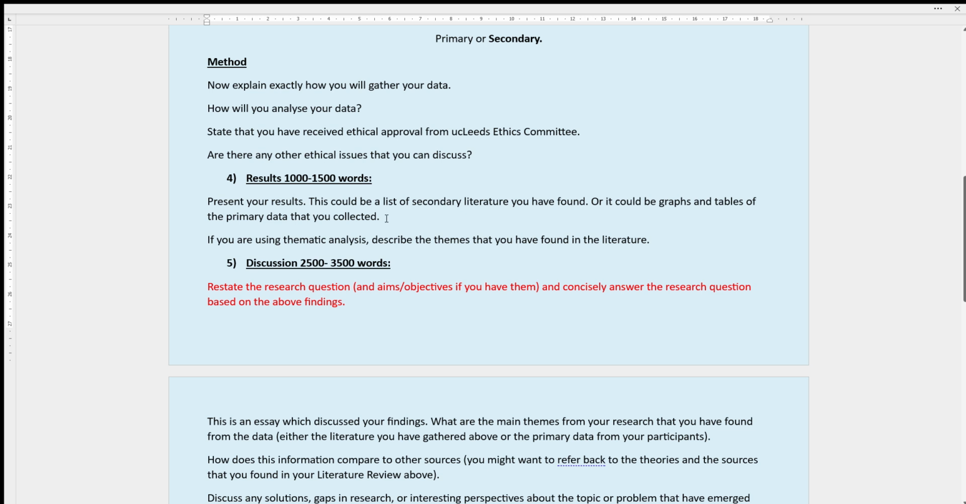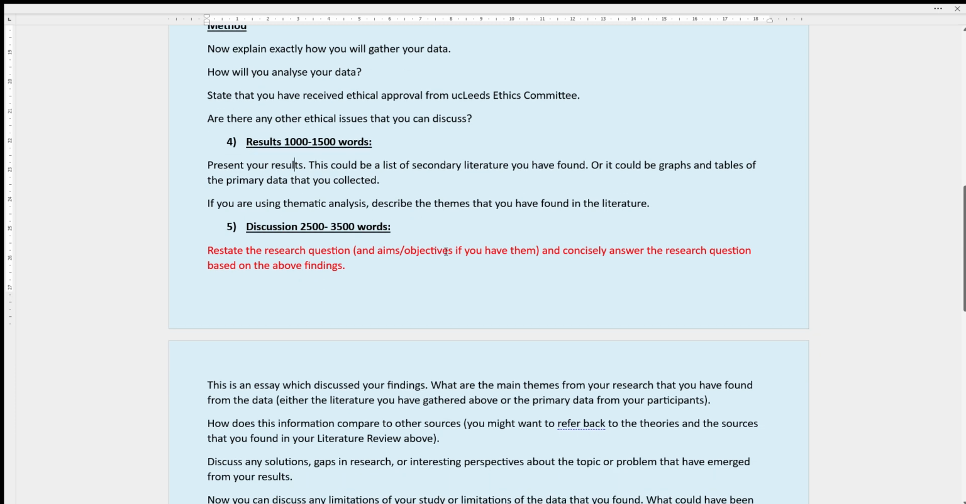Now, if you're doing a thematic analysis, I would expect in the results section a quick description of the themes that you found in the literature. And again, it's important to keep this descriptive. Don't be discussing those themes, just describe them. Where have you found them? Which particular articles have you found those themes in? If you're doing interviews with participants, how many of the participants mentioned that theme? Was it all of them? Was it a few of them? Was it five of them? How many of them actually mentioned that particular theme that has emerged from there?